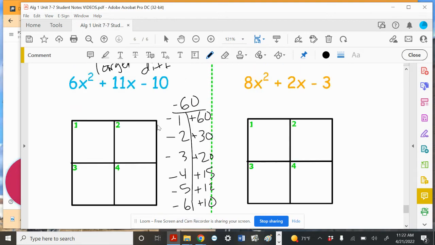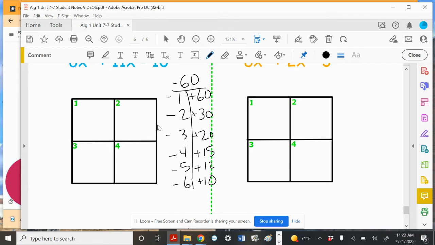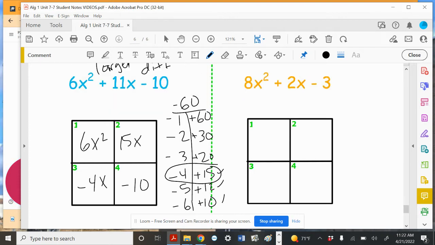So which ones add up to 11? So these add up to 4. These add up to 7. These add up to 11. So there they are. So we have negative 4x, 15x. We have 6x squared and minus 10. So we wrote down everything that we need to. So we're going to get those 6x squared and minus 10.